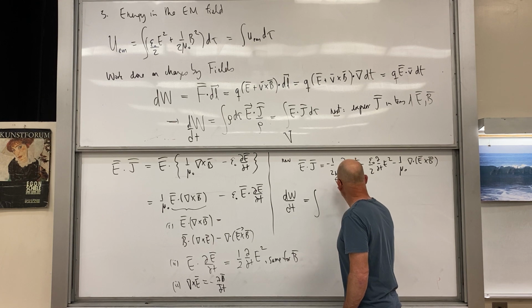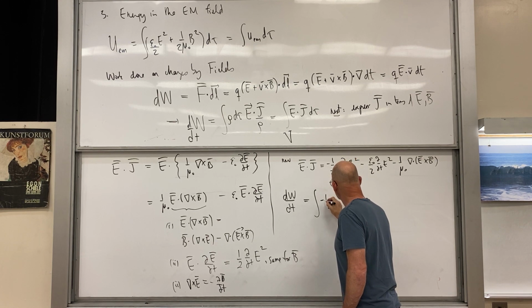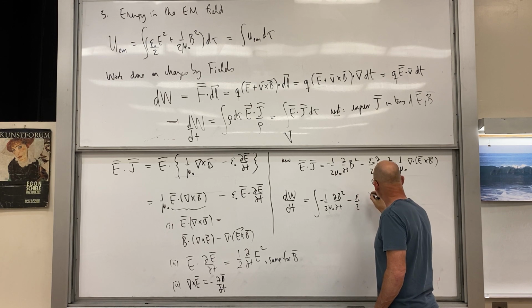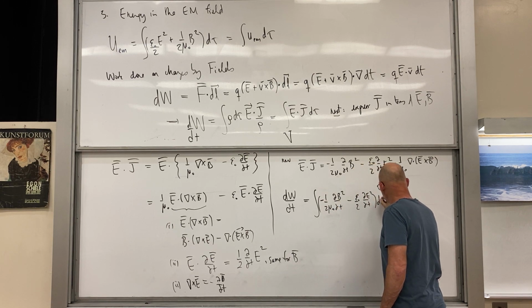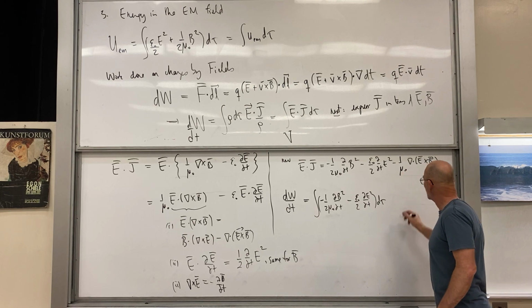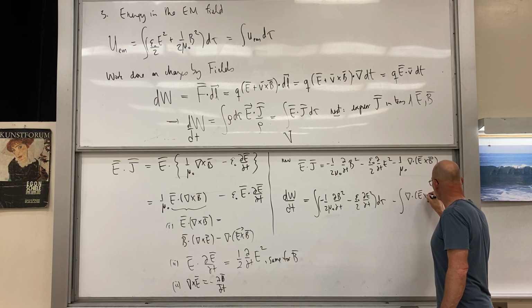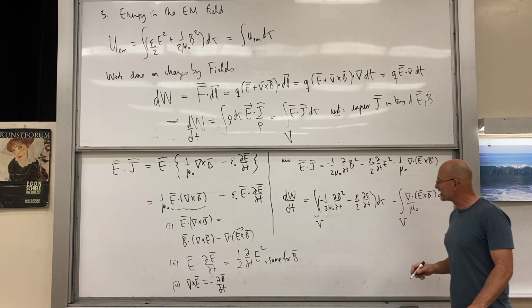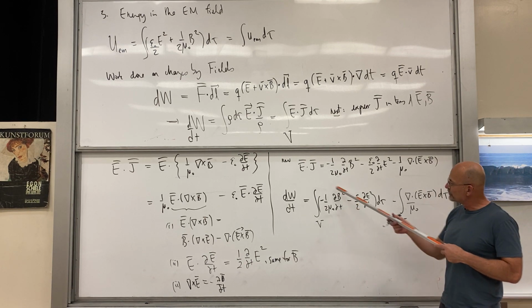So just copying this dτ, we have minus 1 over 2 μ naught, d B squared dt, minus ε naught over 2, d E squared dt, dτ. And also a minus integral divergence of E cross B dτ over μ naught. So here we're integrating over volumes. The next step, I'm just going to pull out the time derivative.